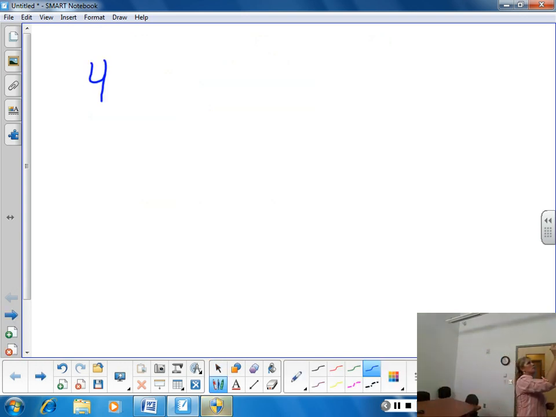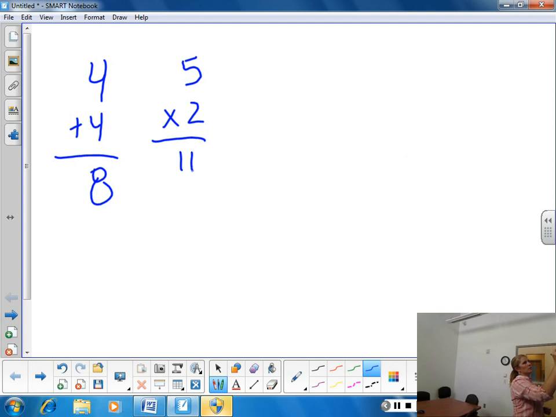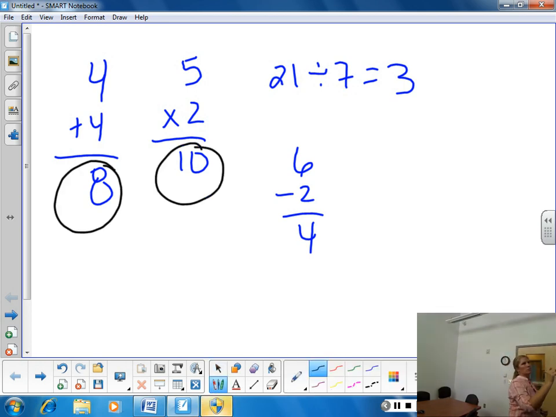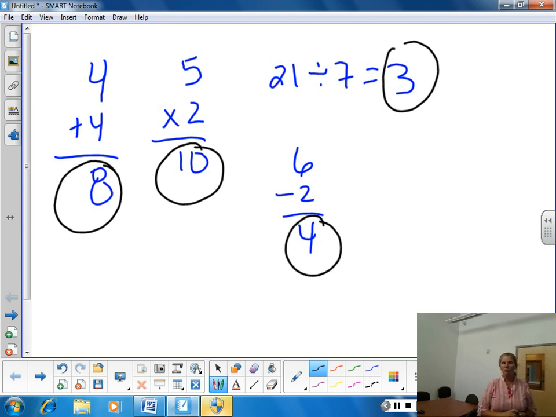Okay, let me see if you can do this on your own. Let's do 4 plus 4 is 8. 5 times 2 is 10. 21 divided by 7 is 3. 6 minus 2 is 4. What I would like you to be able to do is tell me, what do you call the answer to an addition problem, a multiplication problem, a division problem, and a subtraction problem? We've been practicing that all along.